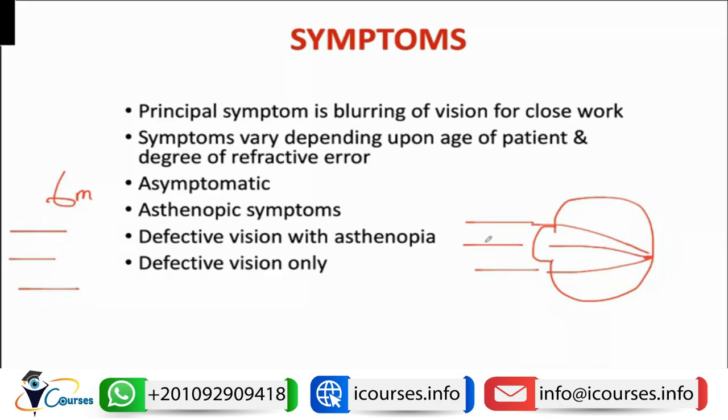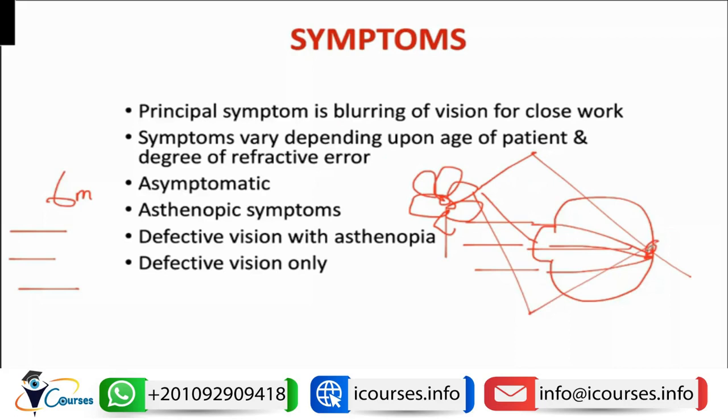This will not be the same condition as if we have a near target. If we have a near target like this flower, the light rays from this flower will not come parallel like this, because it is at a closer distance than 6 meters, but will be divergent. So it will enter the eye divergent, and it will need more power to converge these divergent rays in order to place them over the retina. If the eye is emmetropic or myopic, then we will have no problem.